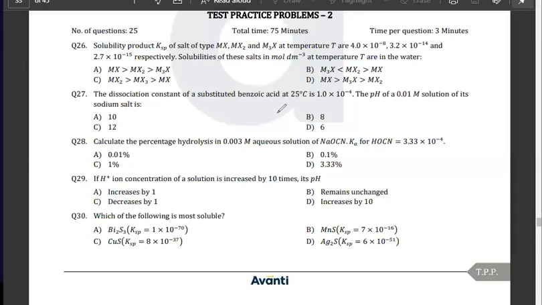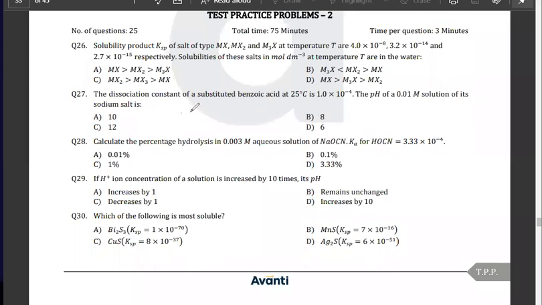Now think about it. We know that. So in this, what is given? Ka is given, and C is given. Can you calculate the concentration of H plus for a weak acid? Tell me yes or no. Okay, Ka is given, but you are asked to find the pH of the sodium salt, meaning the salt of a weak acid.